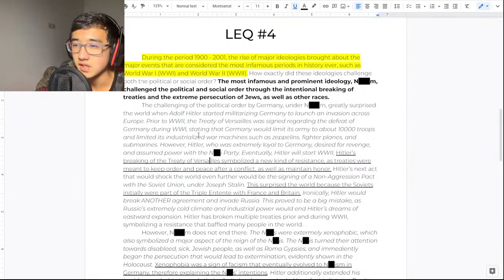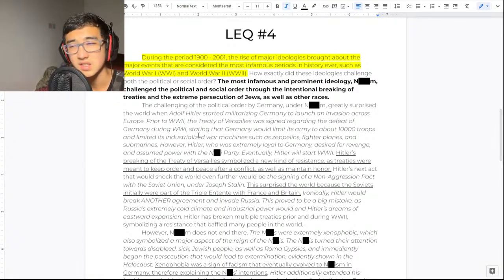Hitler's breaking of the Treaty of Versailles symbolized a new kind of resistance, as treaties were meant to keep order and peace after conflict as well as maintain honor. Hitler's next act that would shock the world even further would be the signing of a non-aggression pact with the Soviet Union under Joseph Stalin. This surprised the world because the Soviets initially were part of the Triple Entente with France and Britain. Ironically, Hitler would break another agreement.